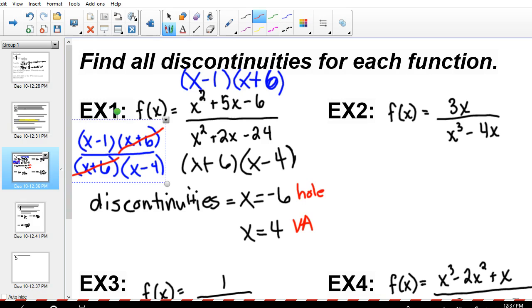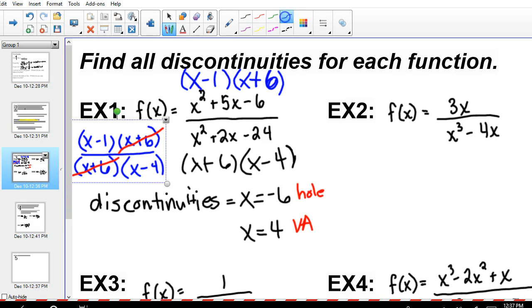Okay, questions for 1? So basically you're going to factor. The x minus 1 just stays there. It does not tell you anything, because the numerator does not give you the discontinuities. The numerator just helps you see if they're holes or asymptotes. So we don't say anything about that one.